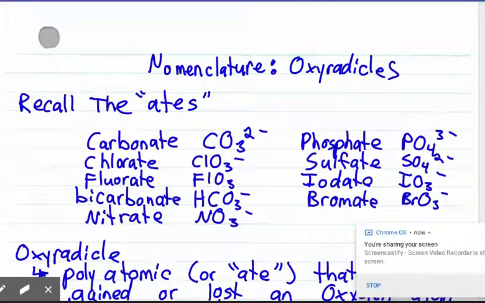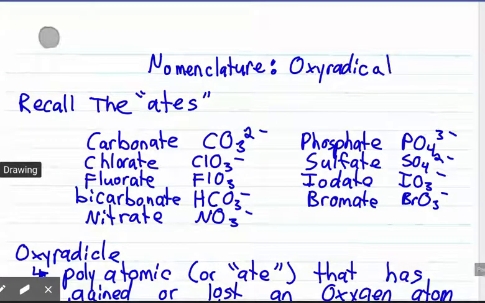All right, this is a lesson for our topic of nomenclature, where we are going to be looking at the oxy radicals, which I've spelt wrong up here. So our oxy radicals are basically a polyatomic ion that has a different number of oxygens from what we've seen before.